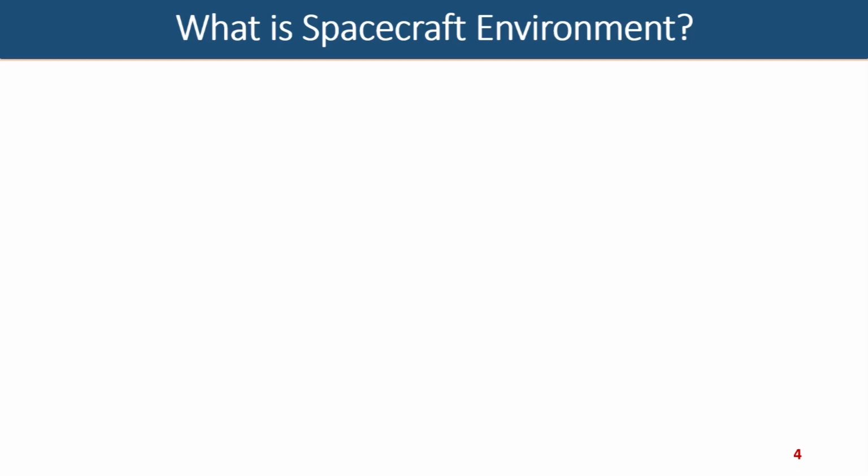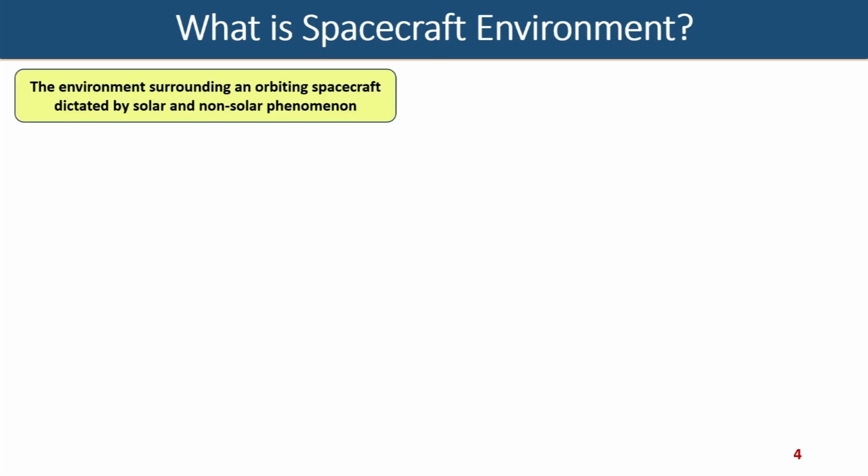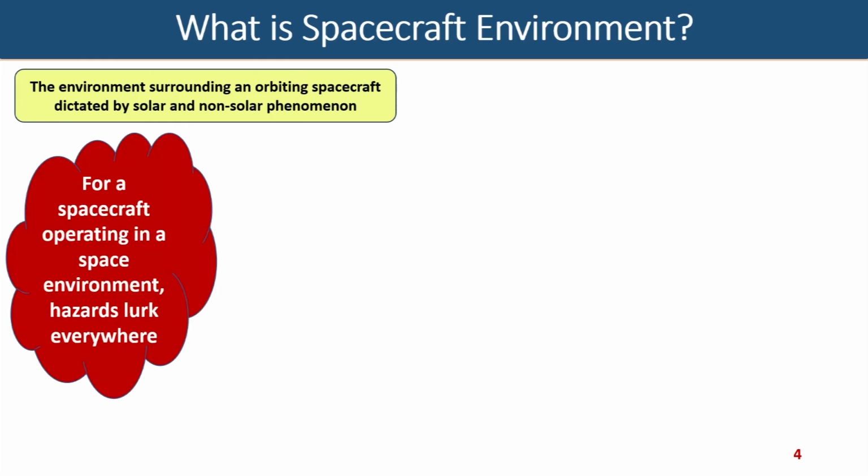Climate is when you integrate these weather conditions over a longer time scale, over many years. Now our topic is the space environment. We will try to understand what the space environment is: the environment surrounding an orbiting spacecraft, which is dictated by solar as well as non-solar phenomena. We will see what the solar phenomena and the non-solar phenomena are.